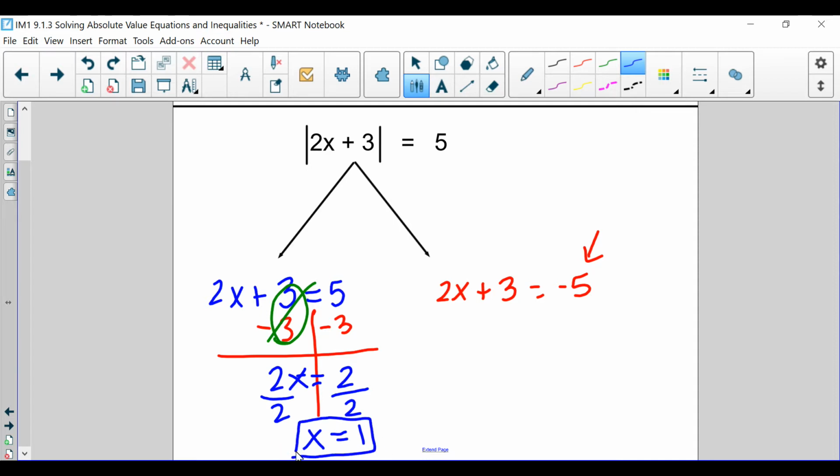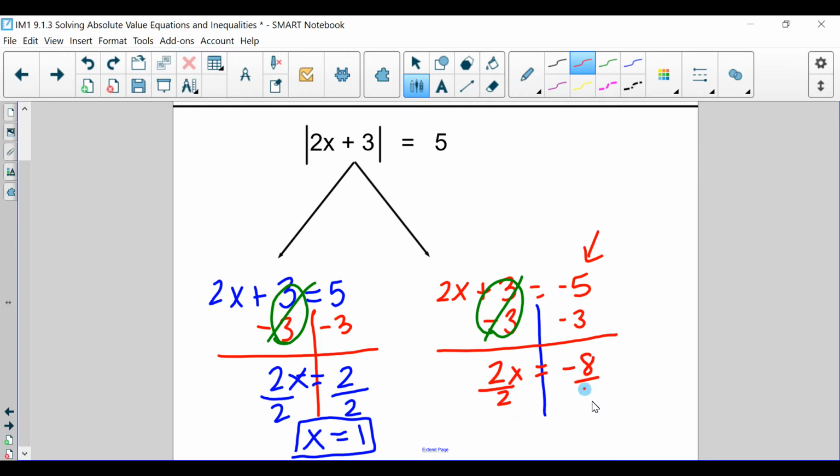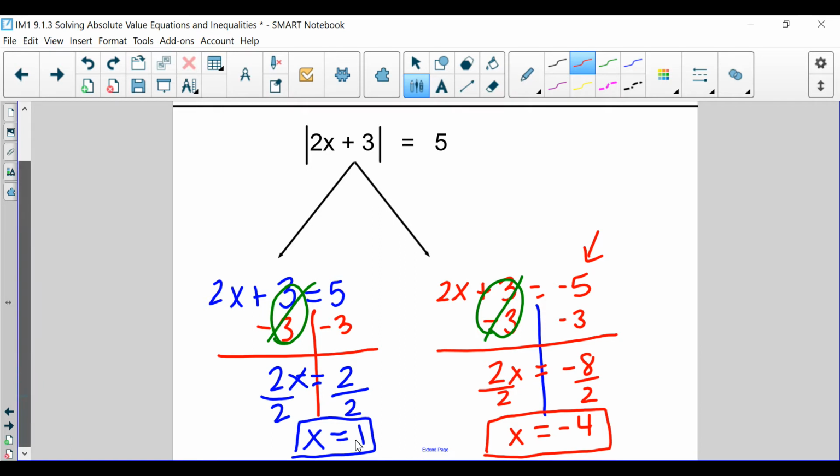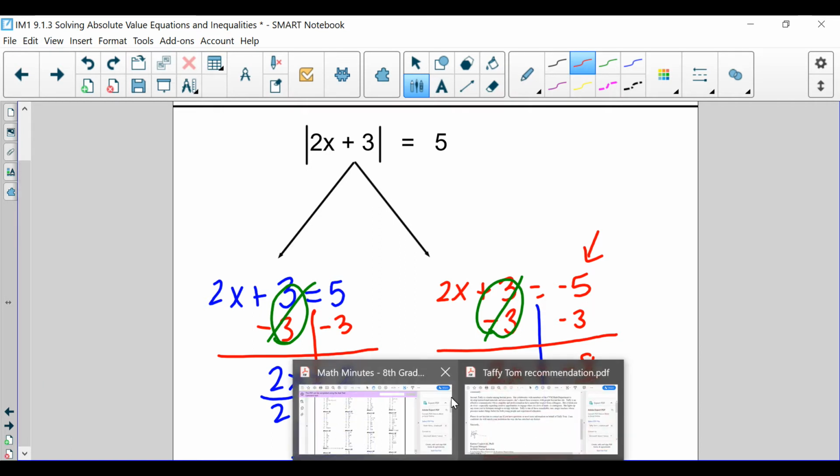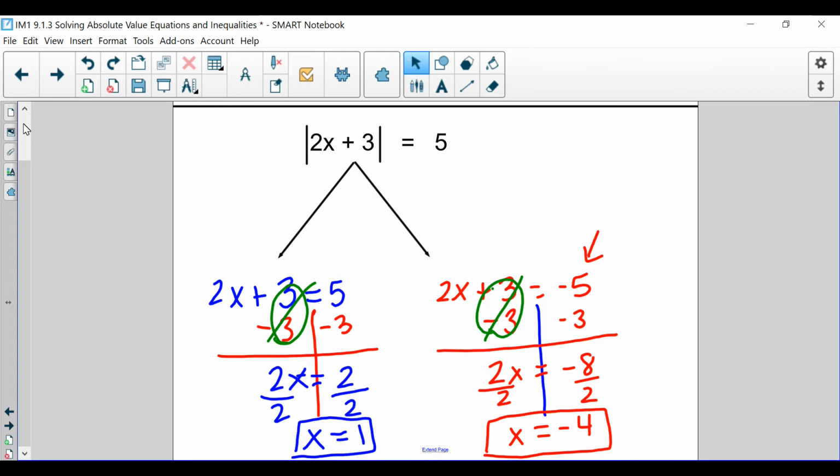Now, is that only one solution? No, actually. In this case, there are multiple solutions. So we're going to need to subtract 3 to both sides. This ends up being a 0 pair. We end up getting 2x is equal to -8. Then we're going to go ahead and divide by 2, and we get x is equal to -4. So in this case, as you guys can see, absolute value has two potential solutions. It has 1 here or -4 here. Those are the potential solutions for this scenario.